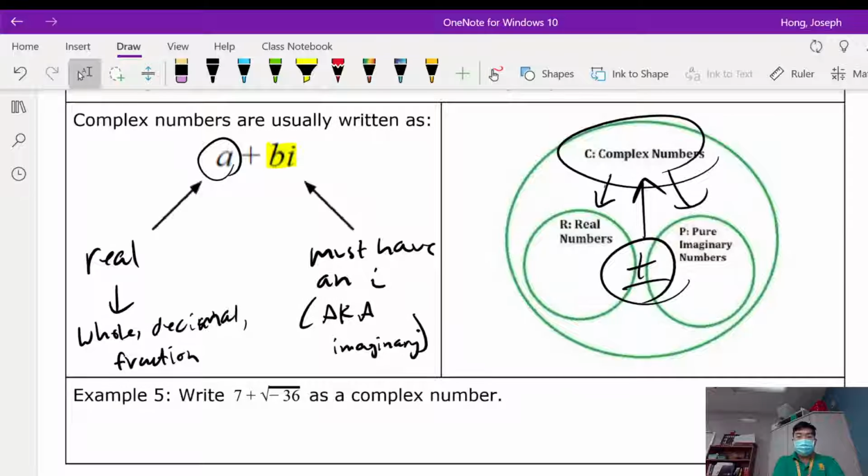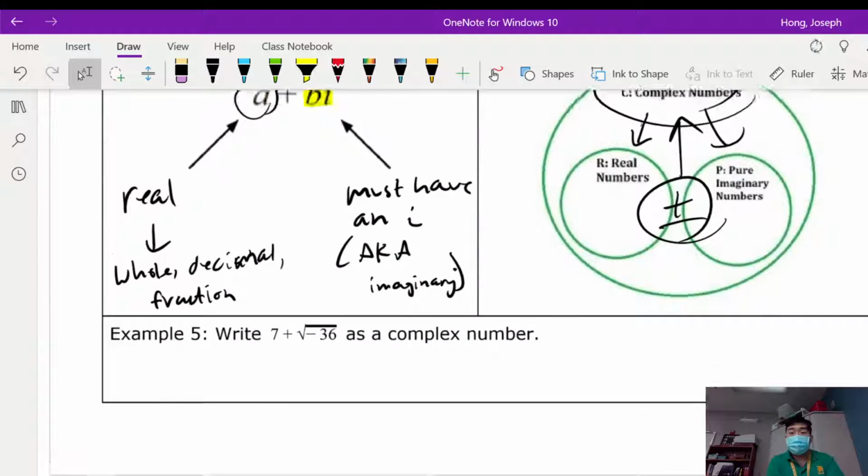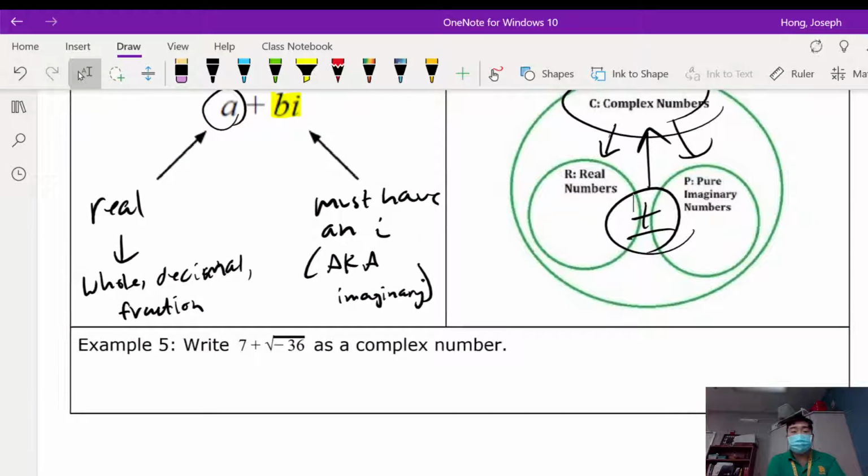So example 5 is going to be the last thing I talk about in this video. Example 5: write 7 plus square root of negative 36 as a complex number. First I have to do another factor tree, and I have to take out the negative 1. That is the reason why we're learning this. And the other factor is 36. And the square root of 36, if you didn't know, is 6.